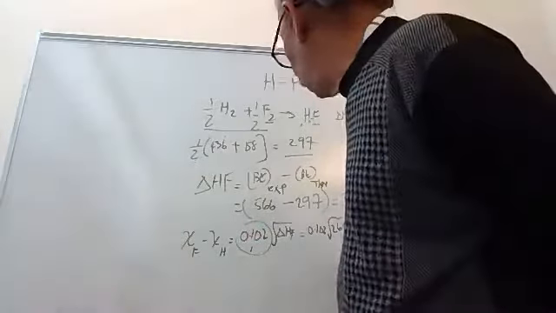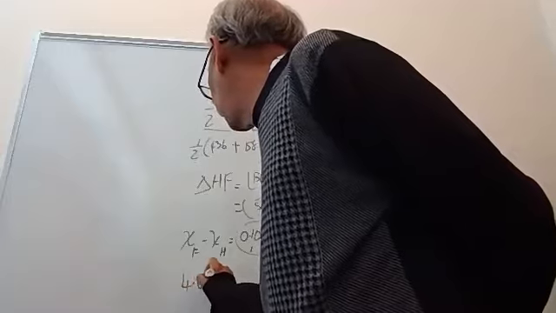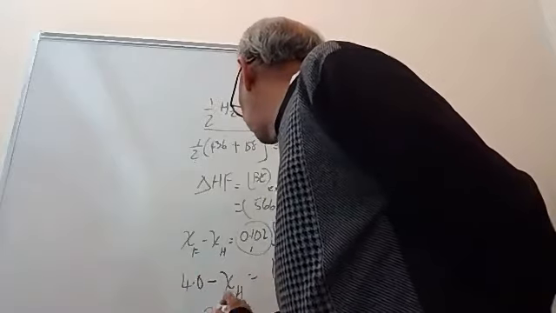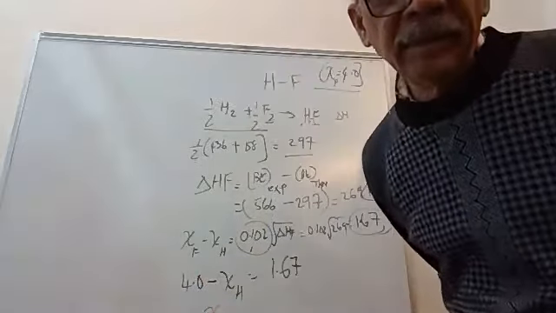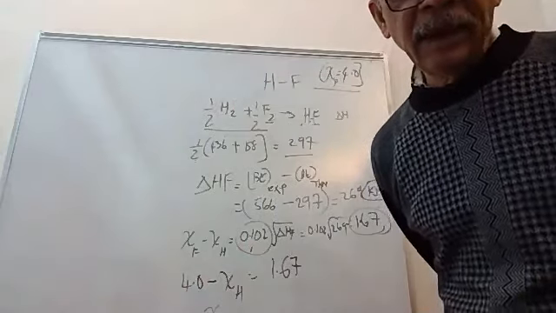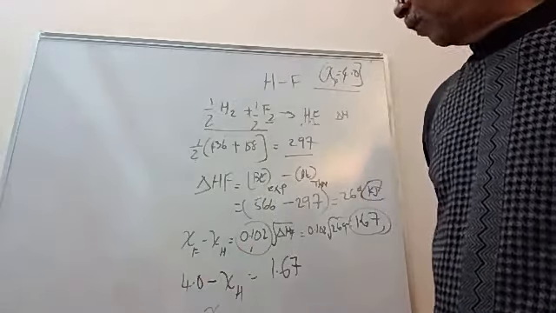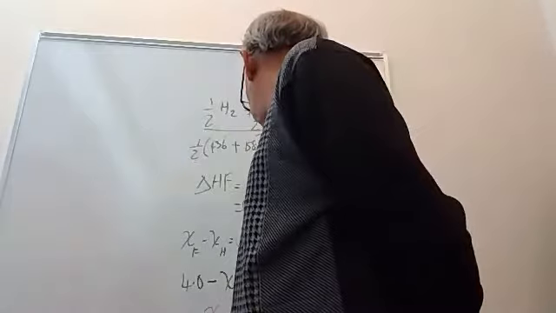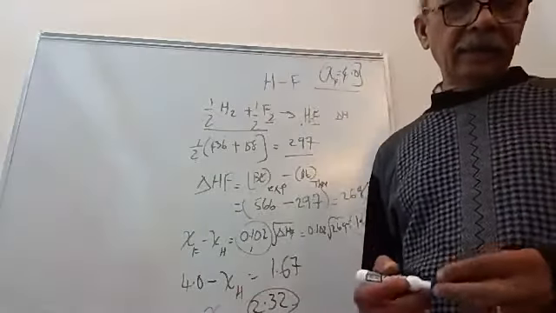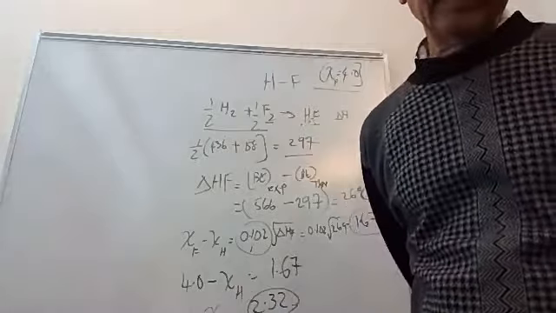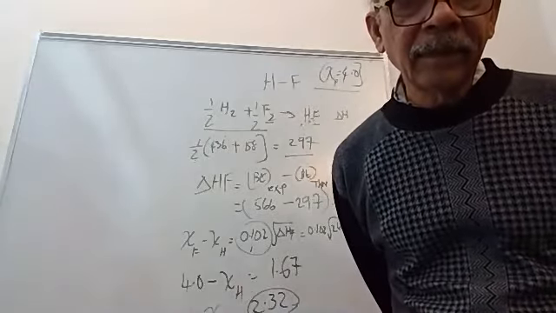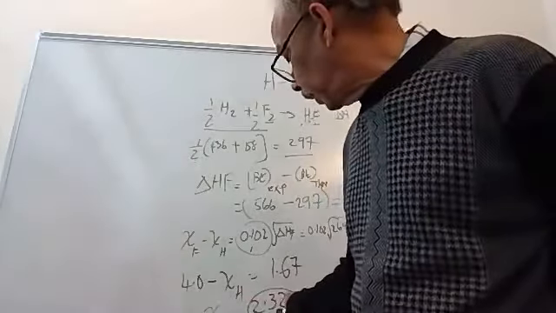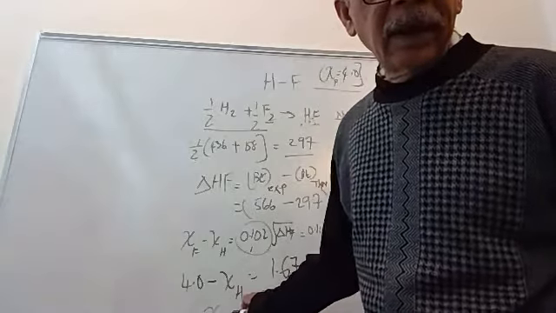So if I know the difference is 1.67, and I know that fluorine is 4, what should be the electronegativity of hydrogen then? That should be 4 minus 1.67, right? So that should be 2.32. Okay, so this is how you calculate the hydrogen electronegativity.